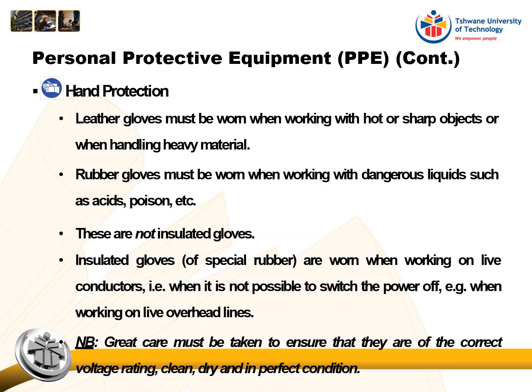Hand protection. Leather gloves must be worn when working with hot or sharp objects or when handling heavy materials. Rubber gloves must be worn when working with dangerous liquids such as acids, poisons, etc. They are non-insulated gloves. The insulated gloves or special rubber gloves are worn when working on live conductors, that is, when it is not possible to switch off the power, e.g. when working on live overhead lines. When you can't switch them off, then you wear these insulated gloves.